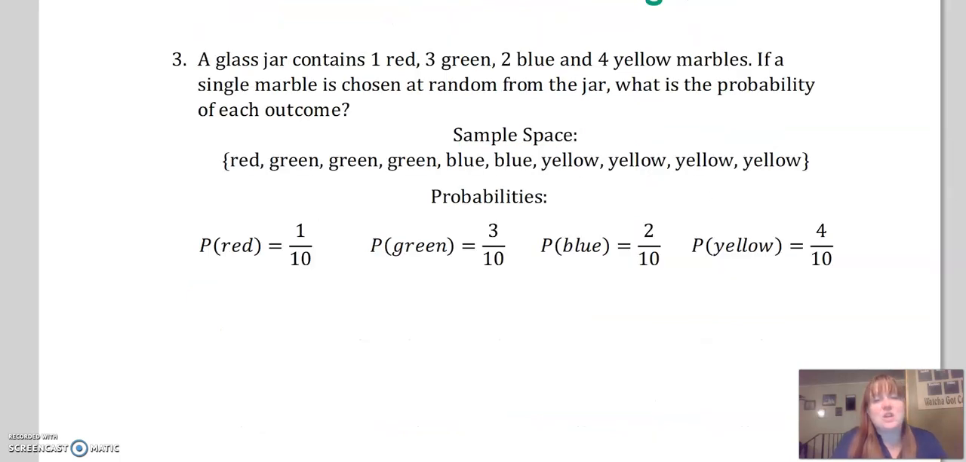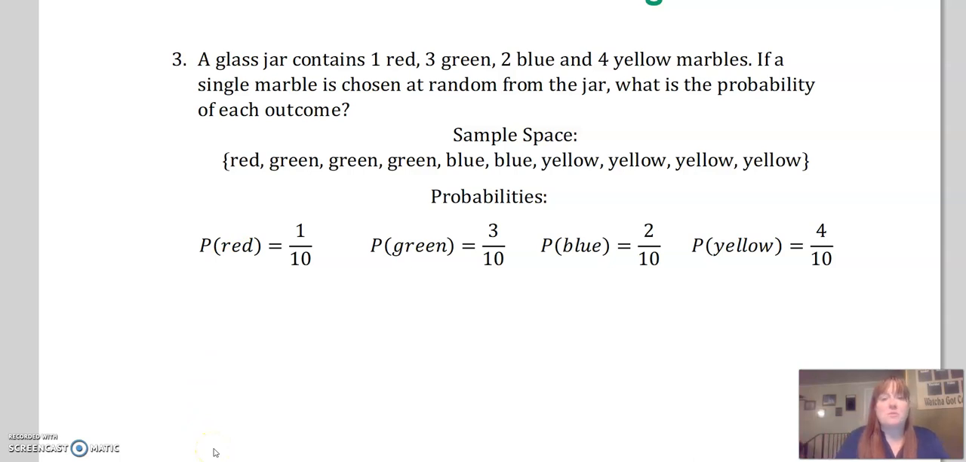Okay, so a glass jar contains 1 red, 3 green, 2 blue, and 4 yellow marbles. If a single marble is chosen at random from the jar, what's the probability of each outcome? Now, honestly, in higher level stats, we wouldn't often list each of the outcomes more than once in our sample space. But in our application, I want you to list the sample space like that. So if you have 1 red, 3 greens, go ahead and list all 3 greens. If you have 2 blues, list both blues, and the yellows, because then it helps you see how many different options are in the sample space. So it helps you really understand probabilities better. So how many options do we have? Well, if we count up all of the marbles, we have 10 marbles.